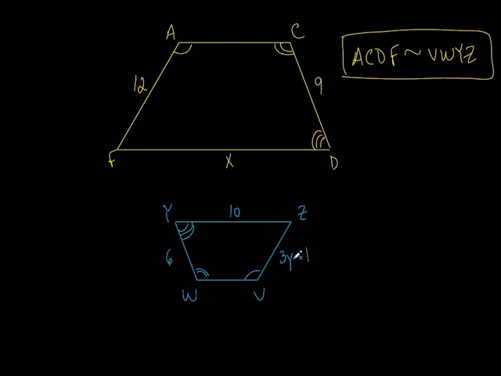Do you see it? What other side do you know over here? You know the 9. So 9 is CD. It's the two middle ones. What's over here? WY. Where's WY? It's this one. So the 9 and the 6 are the corresponding sides. That's your scale factor right there.